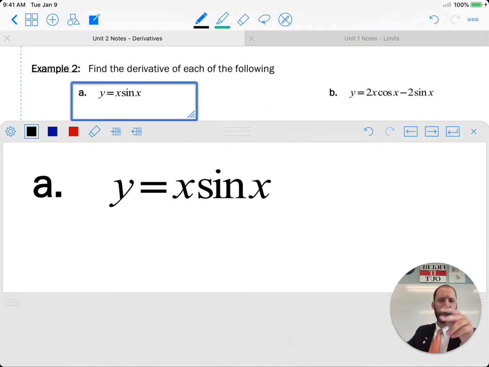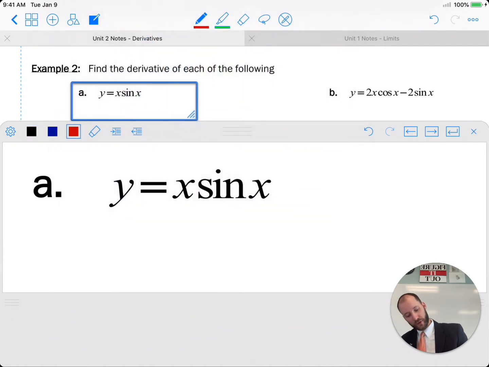This is a pretty good example. y equals x sine of x. It looks pretty simple, but it is a product rule. A way you can help yourself is to quietly read it to yourself, not loudly, so people around you don't hear you talking to yourself and think thoughts about you. Y equals x times sine of x. Now, x times sine of x, times product rule.